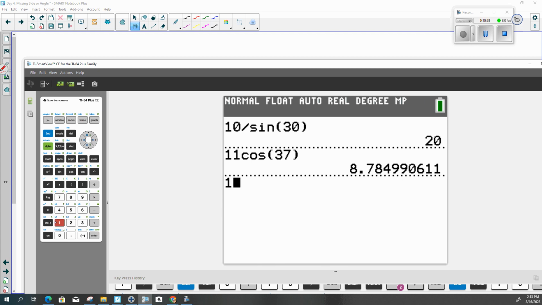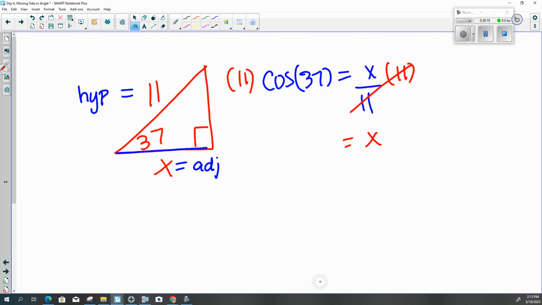Does it matter if I do times? Well, I wasn't sure if I had to put times in there. I just set them right next to each other. 8.8. So those ones are kind of fun. Now, we haven't done any examples that are tangent, but it's the same idea. If you don't have the hypotenuse, you have to use tangent.